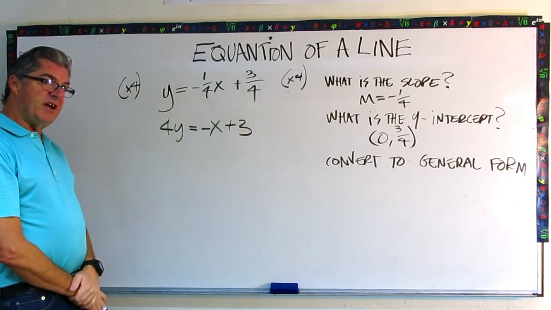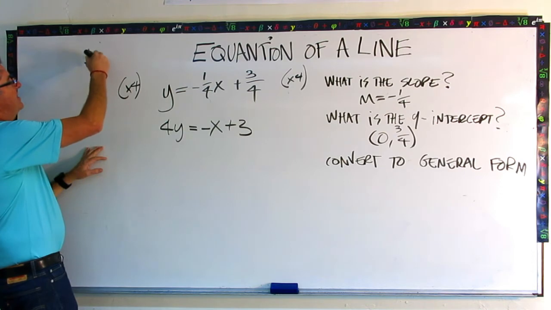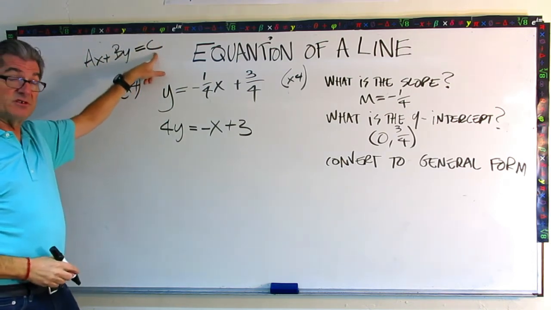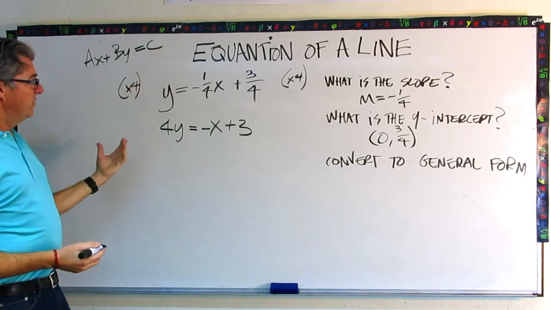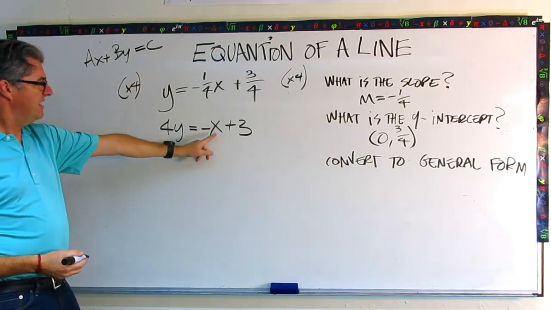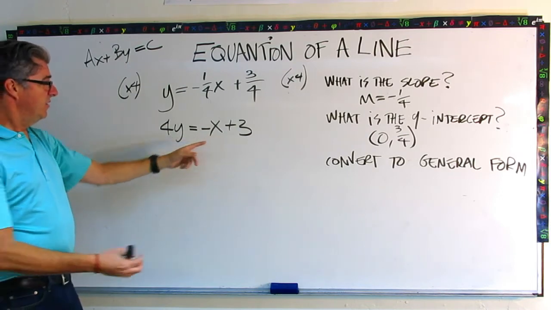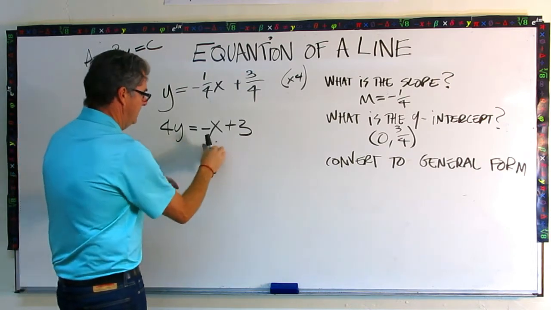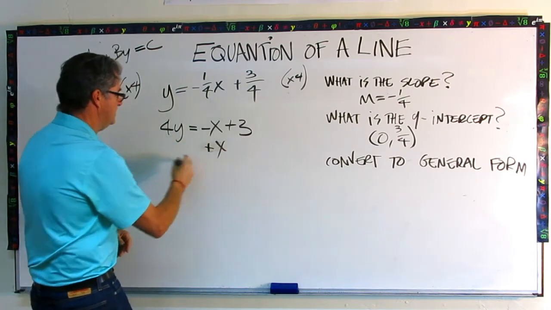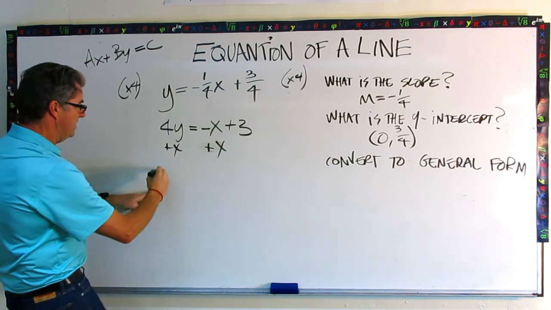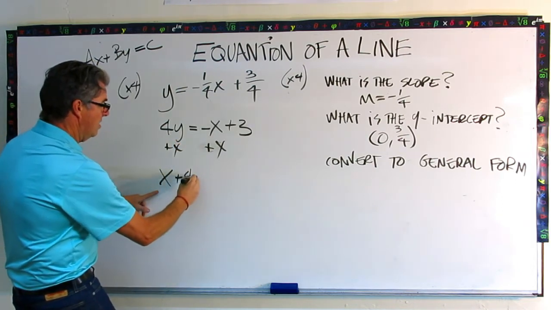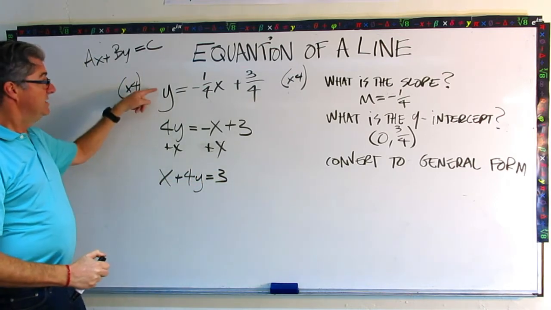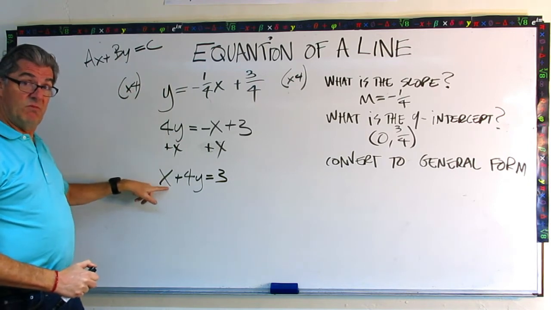Now we're almost there. Remember, general form is ax plus by equals c. Now c is the constant. Notice there's no x or y next to it. And then x has to be positive. So right now x is in the wrong place. It's negative. So what I'm going to do is add x to both sides, and it will move it over. So plus x. That's going to give me x plus 4y equals 3. Now that's general form. Same equation, same line.